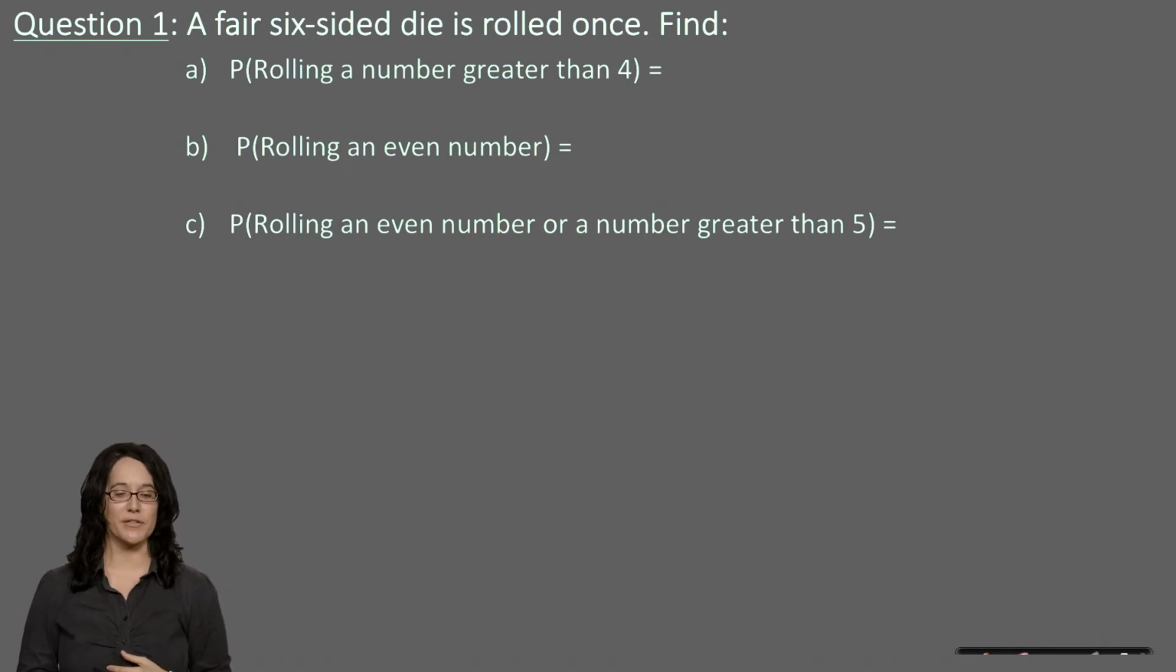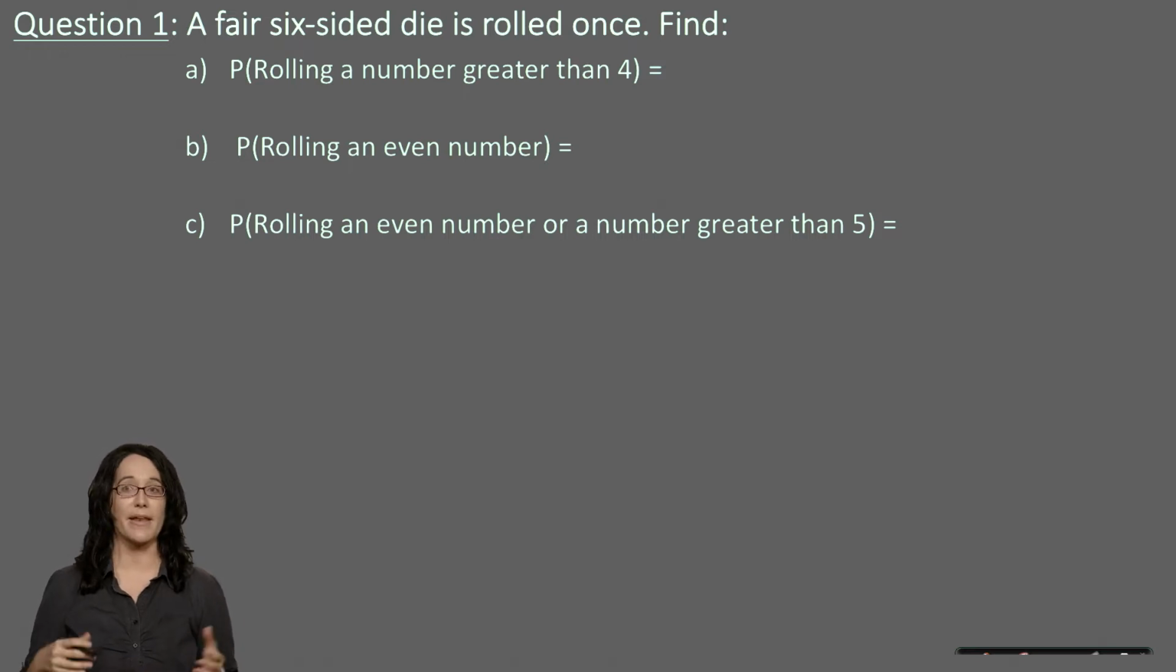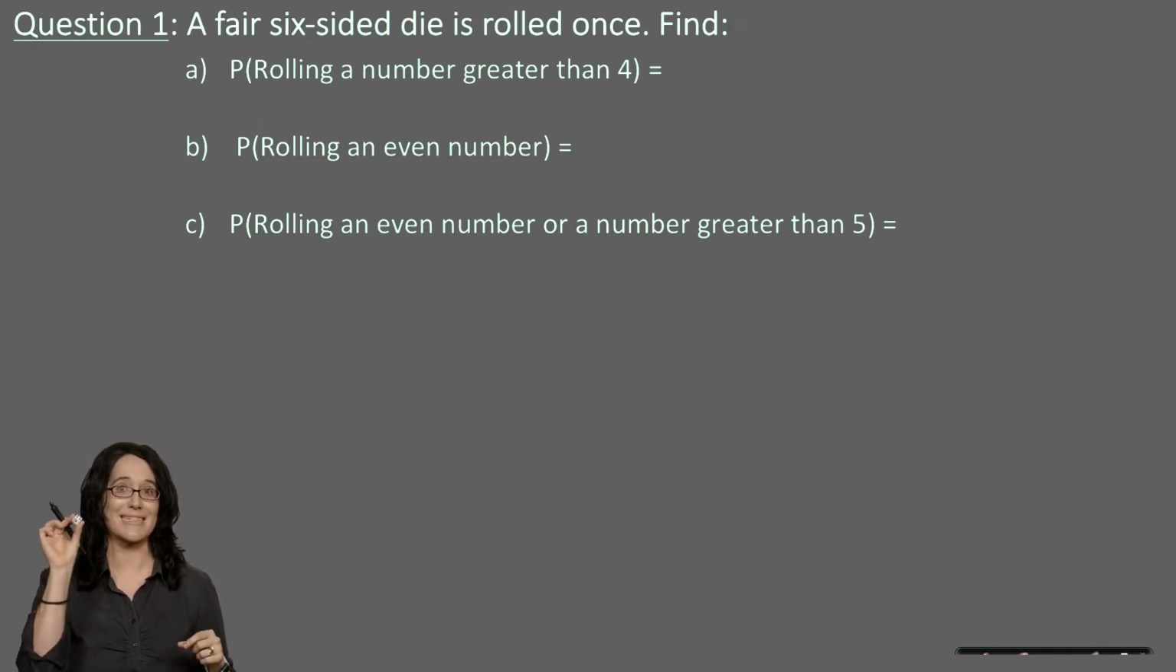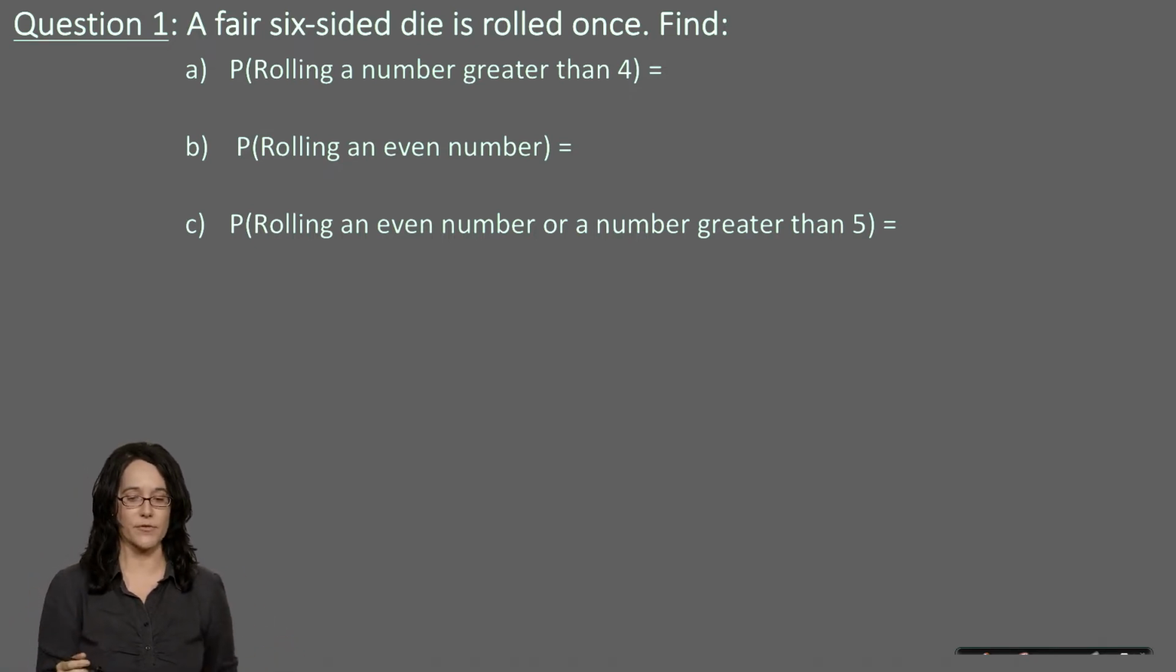So the first question I want to talk about is a rolling of a dice question. It says a fair six-sided die is rolled once, and then it asks us to find the probability of three different scenarios. So remember, if you're rolling a die one time, you have six sides, 1 through 6 on your die. So you have 1, 2, 3, 4, 5, 6. And from that perspective, let's see if we can analyze the first question.